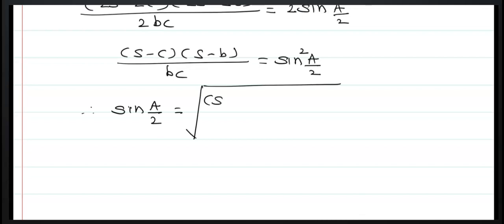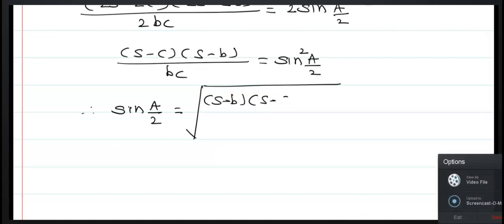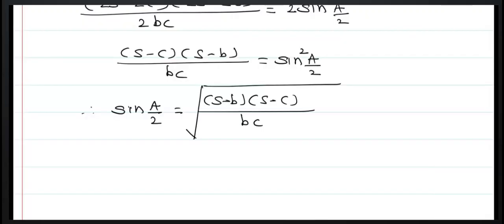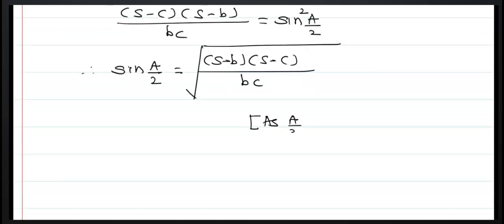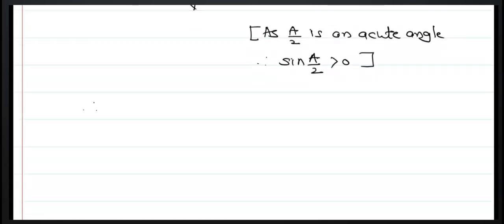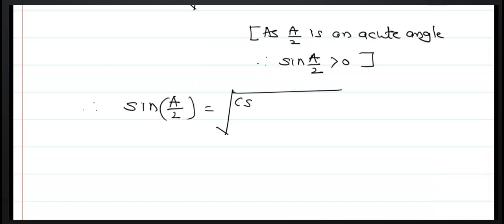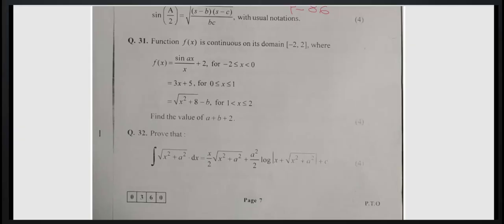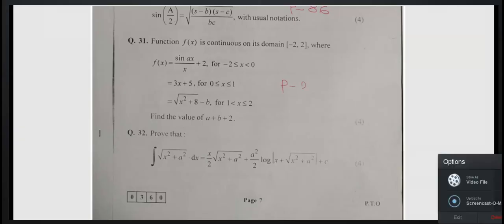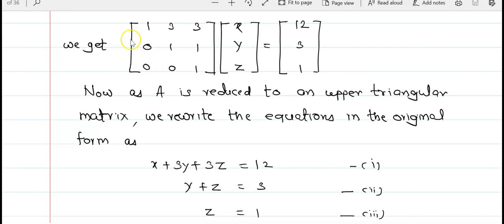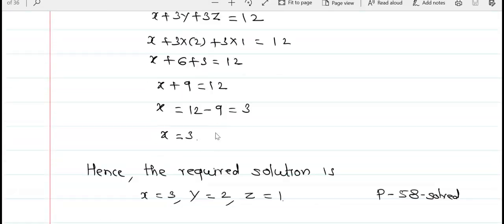Therefore, sin of A by 2 is equal to, take the square root on both sides. Then you will get s minus b into s minus c upon bc. As A by 2 is an acute angle, it is positive. Therefore, sin of A by 2 is equal to the root of s minus b into s minus c upon bc. Now you can see the solution of this.